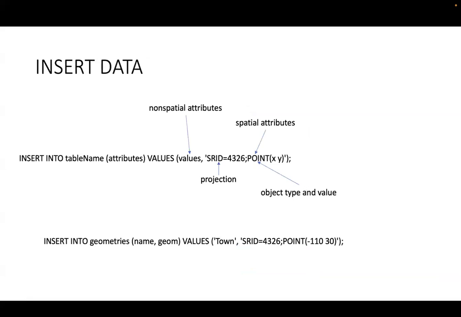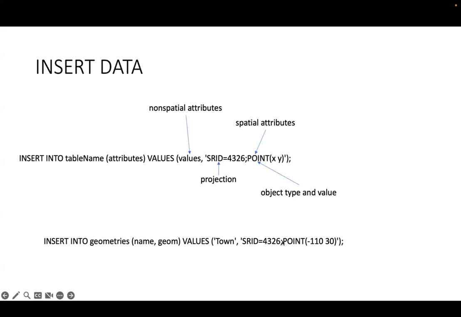Now, when you want to insert the data, you have to use the following query. Insert into table name. If you have many attributes, you can define those attributes. Then values: put the values of the non-spatial attributes. Afterwards, you have to define the projection type. What is the projection? That is 4326. And then you have to define the object. This is how we have to insert the data.